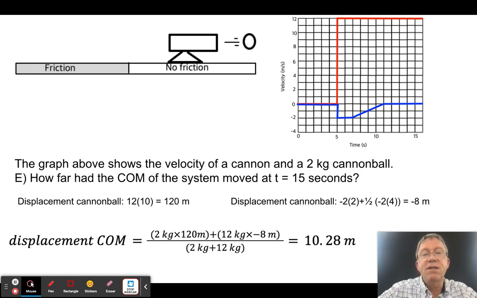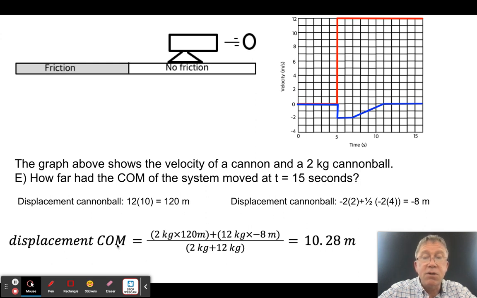How far is the center of mass of the system moved at t equals 15 seconds? Well, now t equals 15 seconds is a different matter. So what I would do is I would say, okay, how far did the cannonball displace? Well, the cannonball displaced, let's see, 5. So it went 5 is 10 times 12. So it displaced 120 meters.